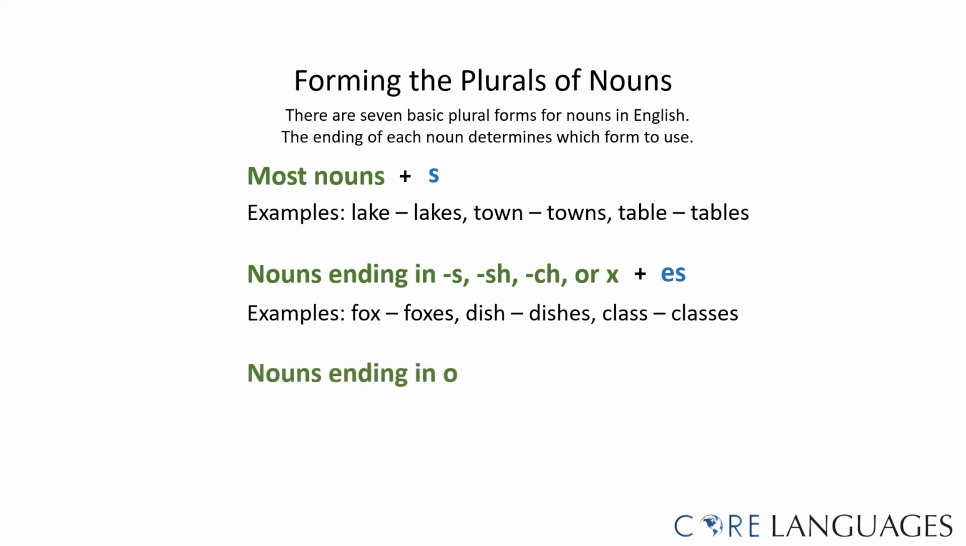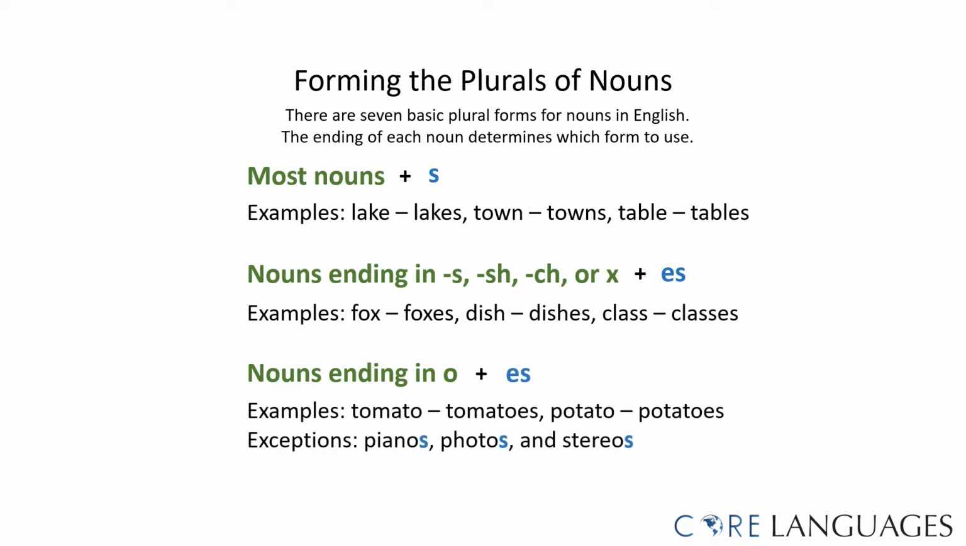Nouns that end in O also end in ES in their plural form. For example, tomato, tomatoes, potato, potatoes. Be careful, there are some exceptions, such as piano, pianos, photo, photos, and stereo, stereos.